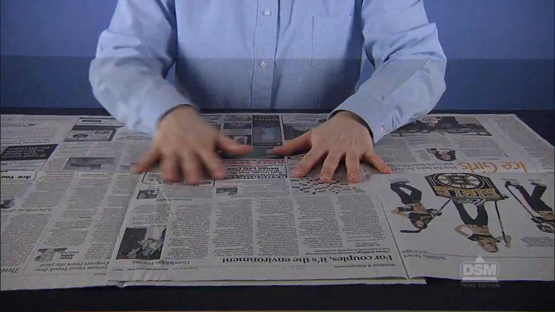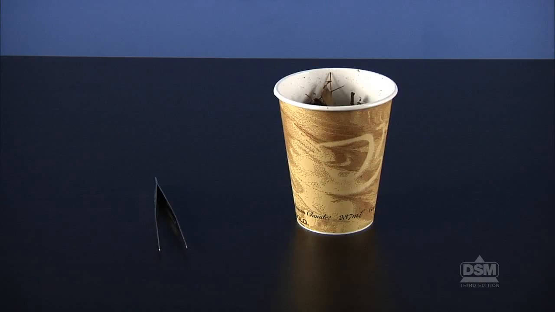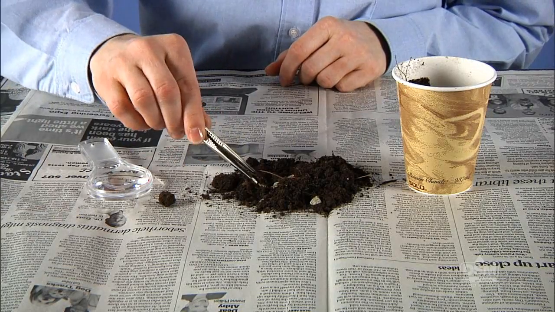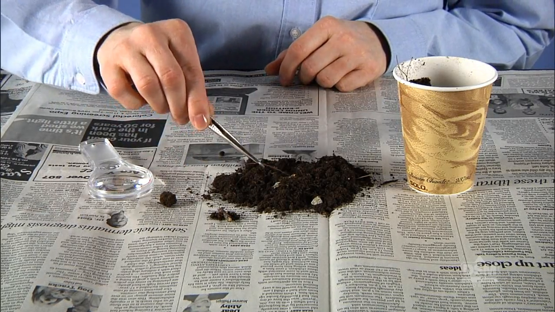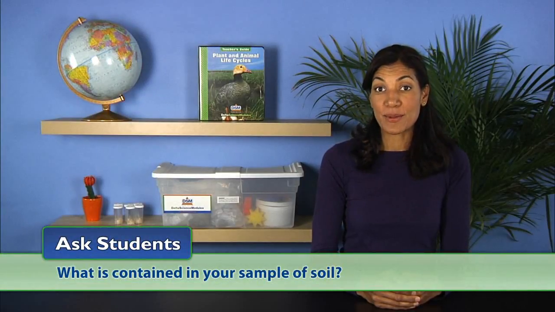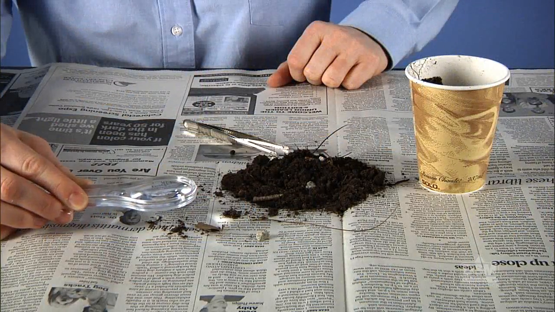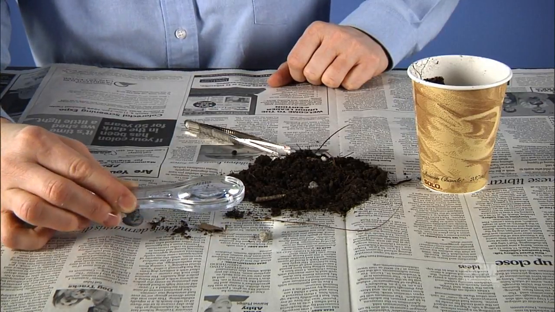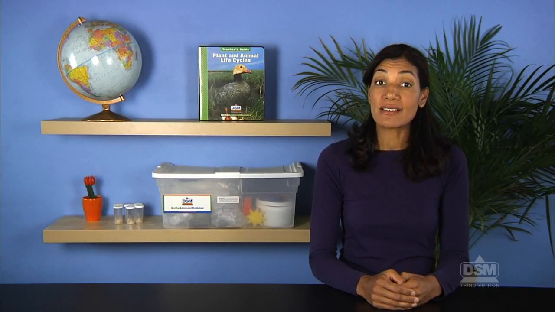Distribute to each team a pair of tweezers and a paper cup filled with the local soil. Have students dump their soil sample onto the newspaper and examine it with their tweezers. Ask students what is contained in their sample of soil. Students should be able to observe twigs, pebbles, bits of dead leaves, and perhaps worms and insects. As students report on their observations, work with them to classify each object as living, non-living, or dead.